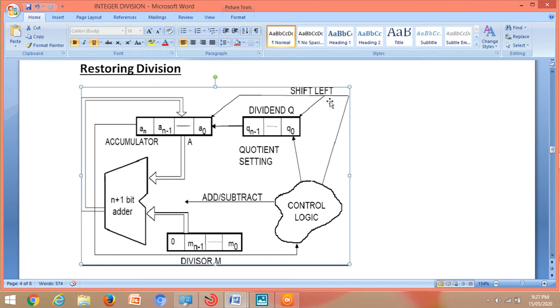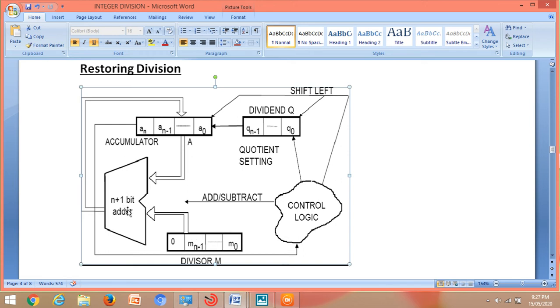and always the results are going to get shifted to the left. Therefore the control logic also controls the shift left operation. Always the contents of these registers, that is accumulator and quotient, are going to get shifted to the left. M remains as it is. So is it clear? How is the initial setup of this entire circuitry?